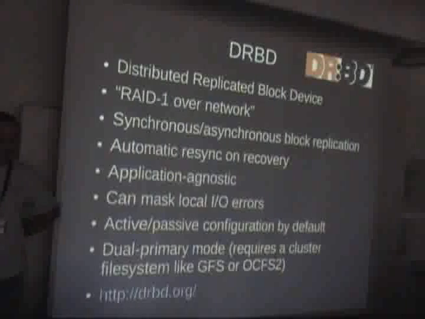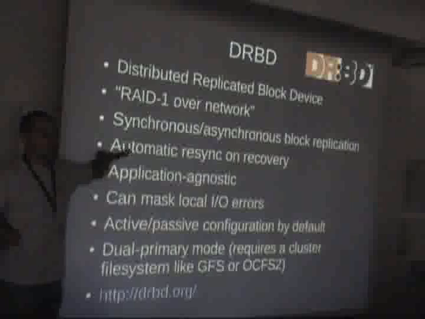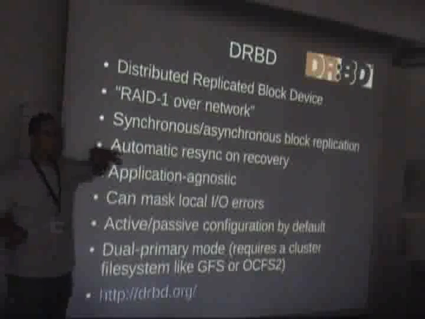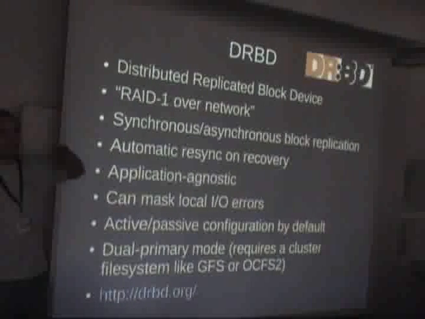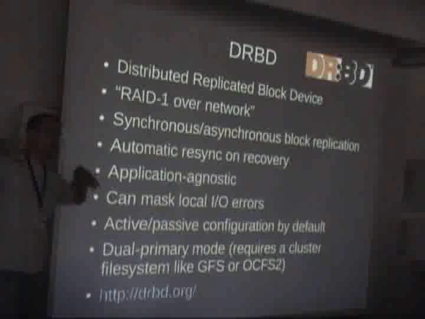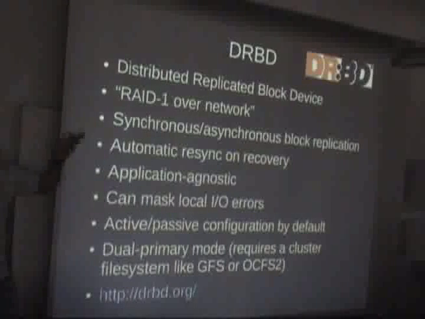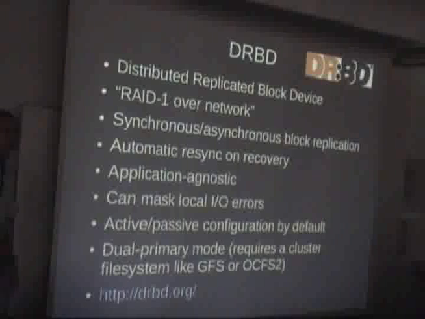It can also mask local I/O errors. This is pretty handy, so if it realizes that the data on the primary goes bad, it can fall back to the network and get the intact copy from the secondary node for the time being. And you will of course be informed that there's a degradation on your primary disk.